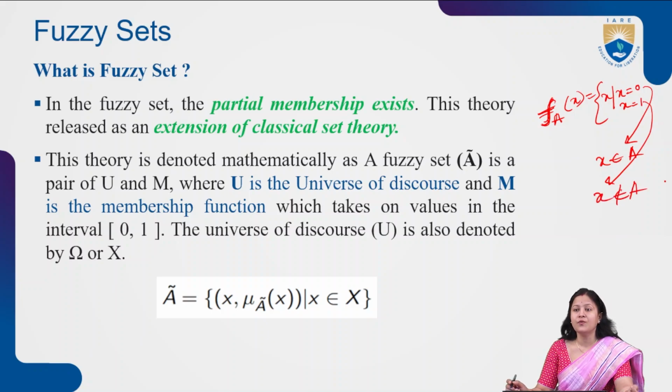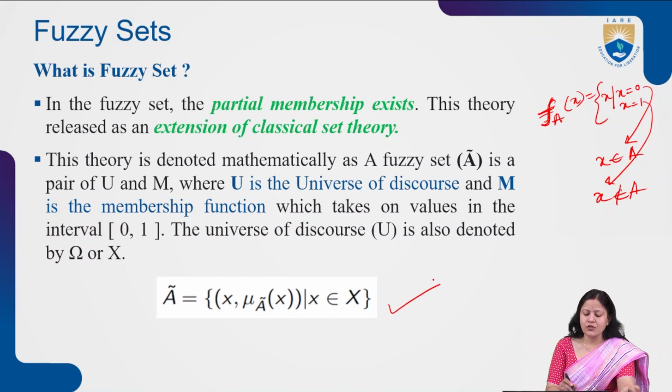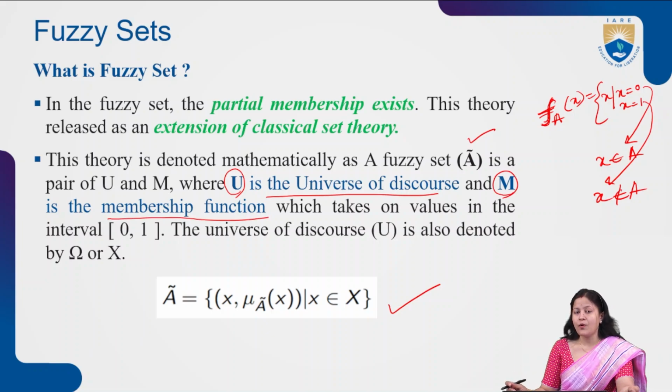So this is the representation of the crisp set, whereas the fuzzy set mathematical representation is like this. A tilde is a pair of U and M, where U is the universe of discourse and M is the membership function. In the next video lecture, I will discuss all the membership functions and how we can define them for different situations. For the time being, just remember U is the universe of discourse and M is the membership function, which takes values between 0 and 1.